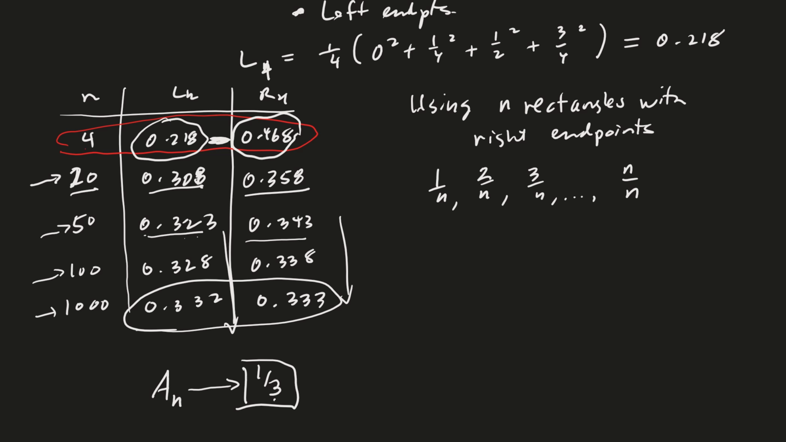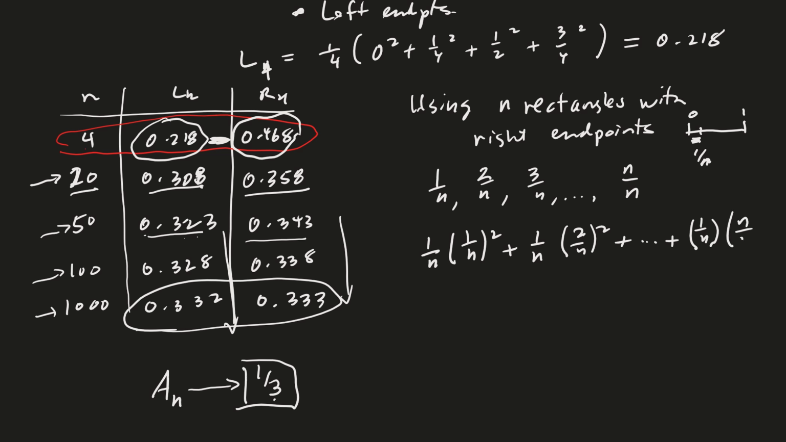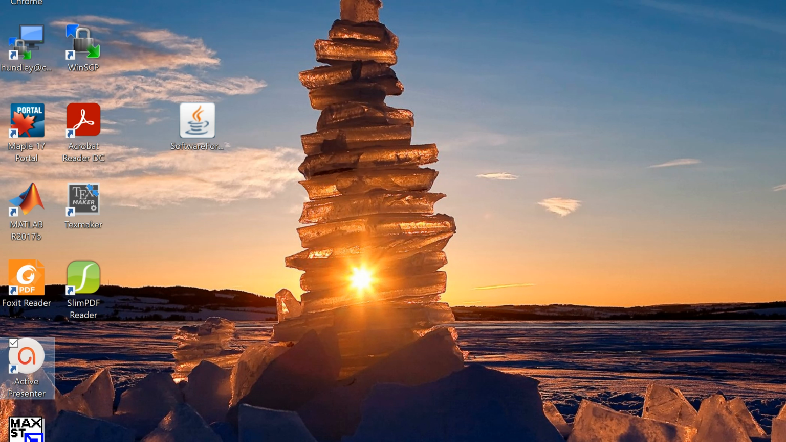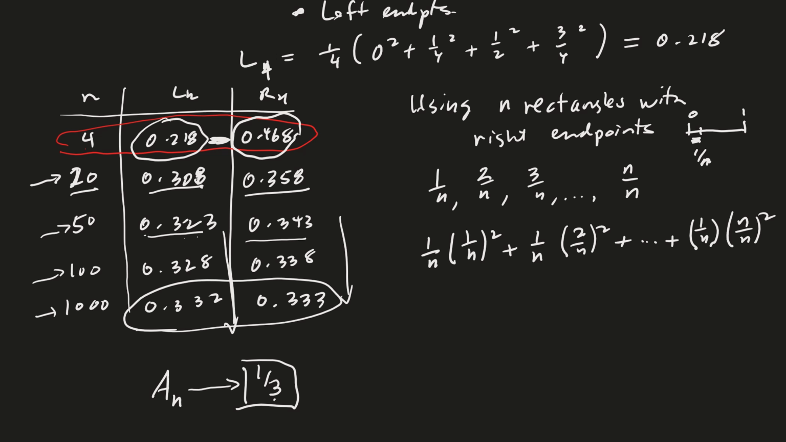So the height is x squared, and by the way, the width of each rectangle, using n of them from 0 to 1, will be a length of 1 over n, if we want n equally spaced points there. And so overall, I'm going to have a width of 1 over n times a height of 1 over n squared, plus a width of 1 over n times a height of 2 over n squared, plus, and the last one, a width of 1 over n times a height of n over n squared.